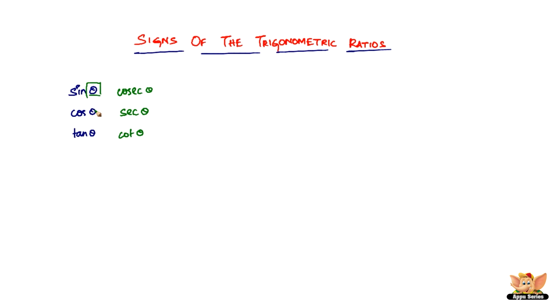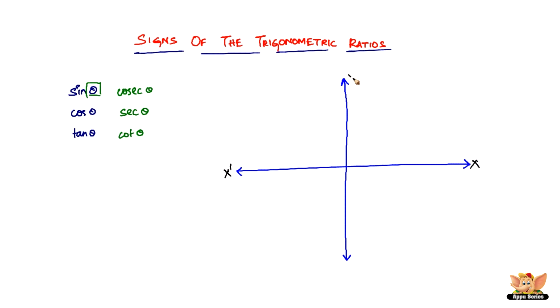Let's say we've got this quadrant here, okay? This is the y-axis, I'm sure you know this for sure now. So this is going to be x dash, and this is going to be y dash, and this is going to be O, right? Now if you see, this is the first quadrant, this is the second quadrant, this is the third quadrant, and this is the fourth quadrant.